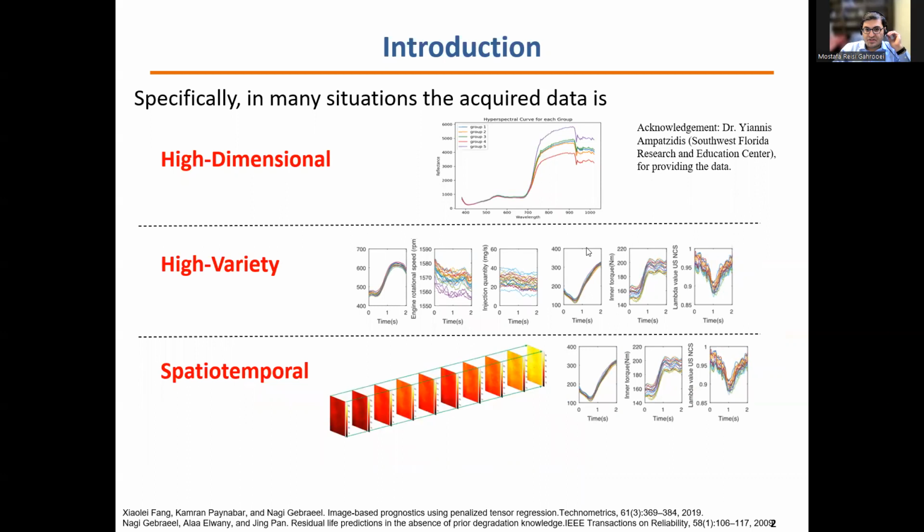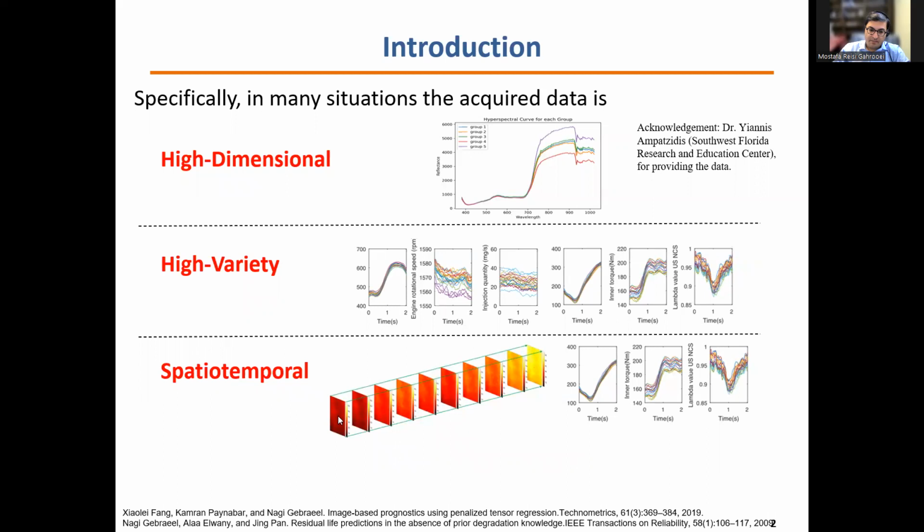Specifically, in many situations, the acquired data is high dimensional, meaning that there is a large number of features, or each data point related to a sample is high dimensional. For example, it's an image or a curve in this case. The data can also be of high variety, meaning that there are different sensors with different attributes that are collecting data. And the data can be spatiotemporal.